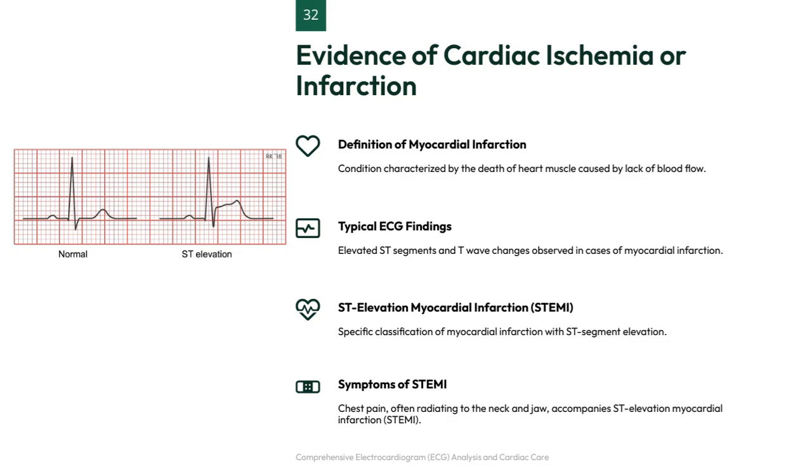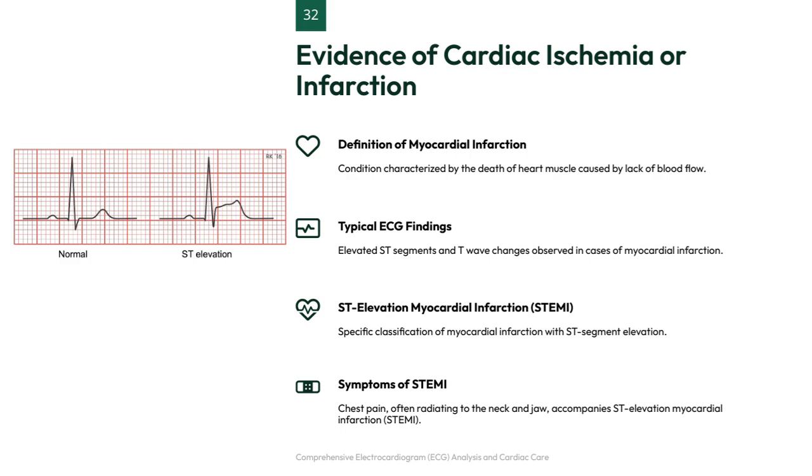Myocardial infarction, commonly known as a heart attack, occurs when there is death of heart muscle due to insufficient blood flow. This lack of oxygen causes permanent damage to the affected tissue. One of the key ways we identify this condition is through changes on the ECG. Typical findings include elevated ST segments and alterations in the T waves, which signal that the heart muscle is under stress or has been injured.